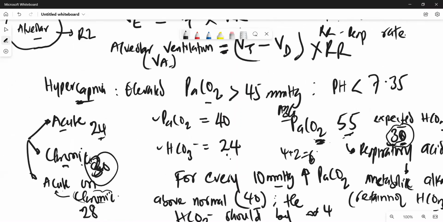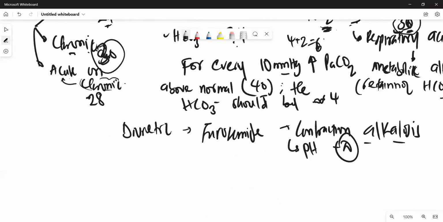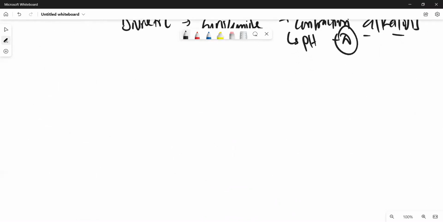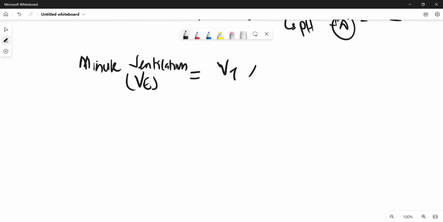So far we're talking about hypercapnic respiratory failure. We said it could be acute, chronic, or acute on chronic. So having said that, let's move on to talk about the causes of hypercapnic respiratory failure. Before we go to the causes, let's remind ourselves of the formula we spoke about earlier: the minute ventilation, which is the VE, is equal to tidal volume multiplied by respiratory rate.